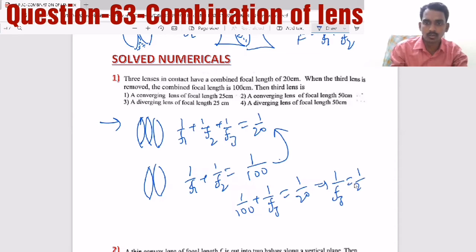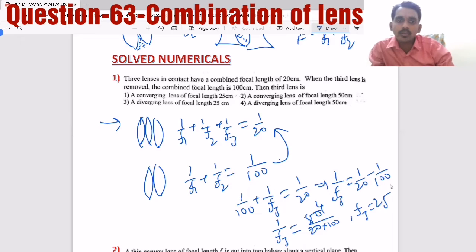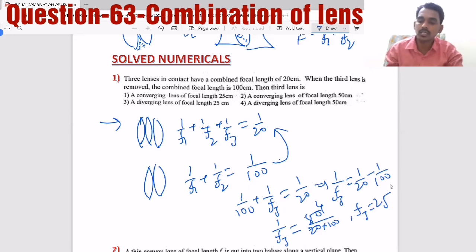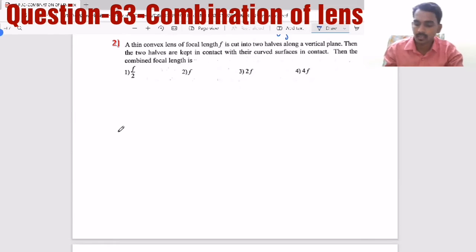So 1 by f3 equals 1 by 20 minus 1 by 100. If you solve it, 100 minus 20, that is 80, by 20 into 100, so 1 by 25. So f3 will become how much? 25 centimeter. And it came positive, which means it must be what kind of lens? Converging lens. Converging, nothing but convex lens. So that is the way you have to understand and apply the formula whatever we have studied.